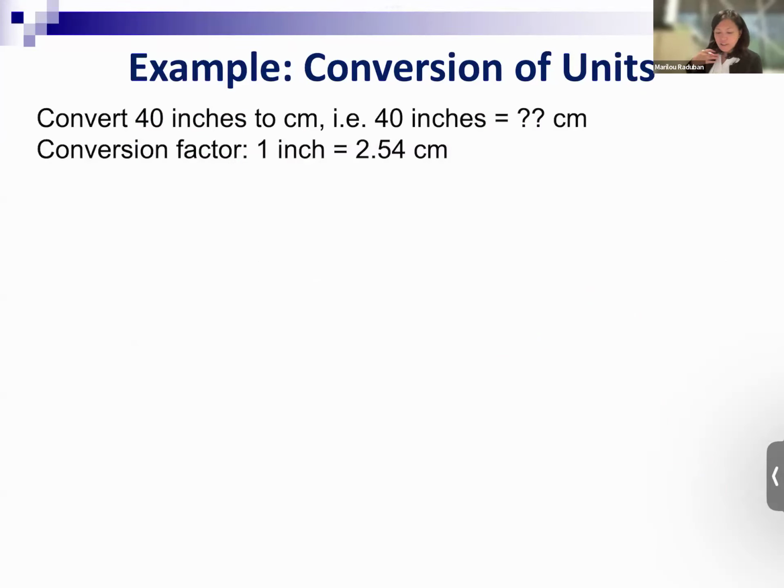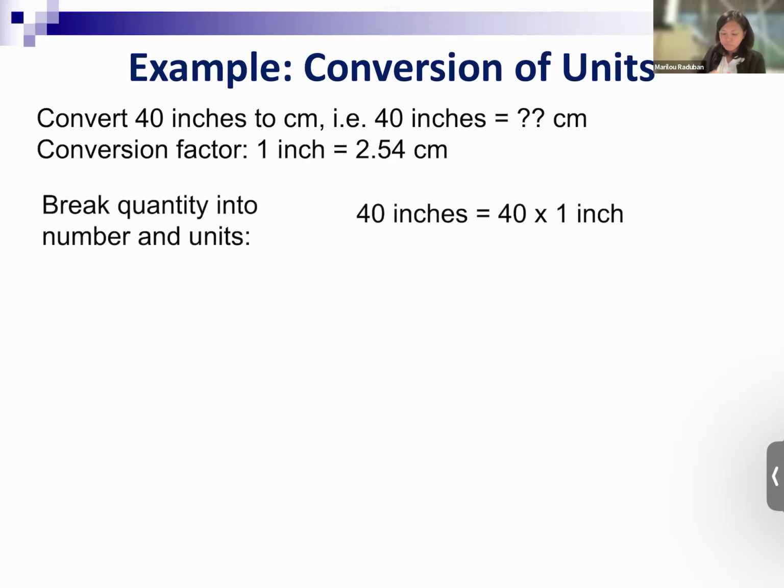Right, so let's look at an example that is more related to a dimension that we will encounter often in physics, the dimension of length. So we want to convert 40 inches to centimeters, meaning how many centimeters are there in 40 inches. We have this conversion factor, 1 inch equals 2.54 centimeters, right?